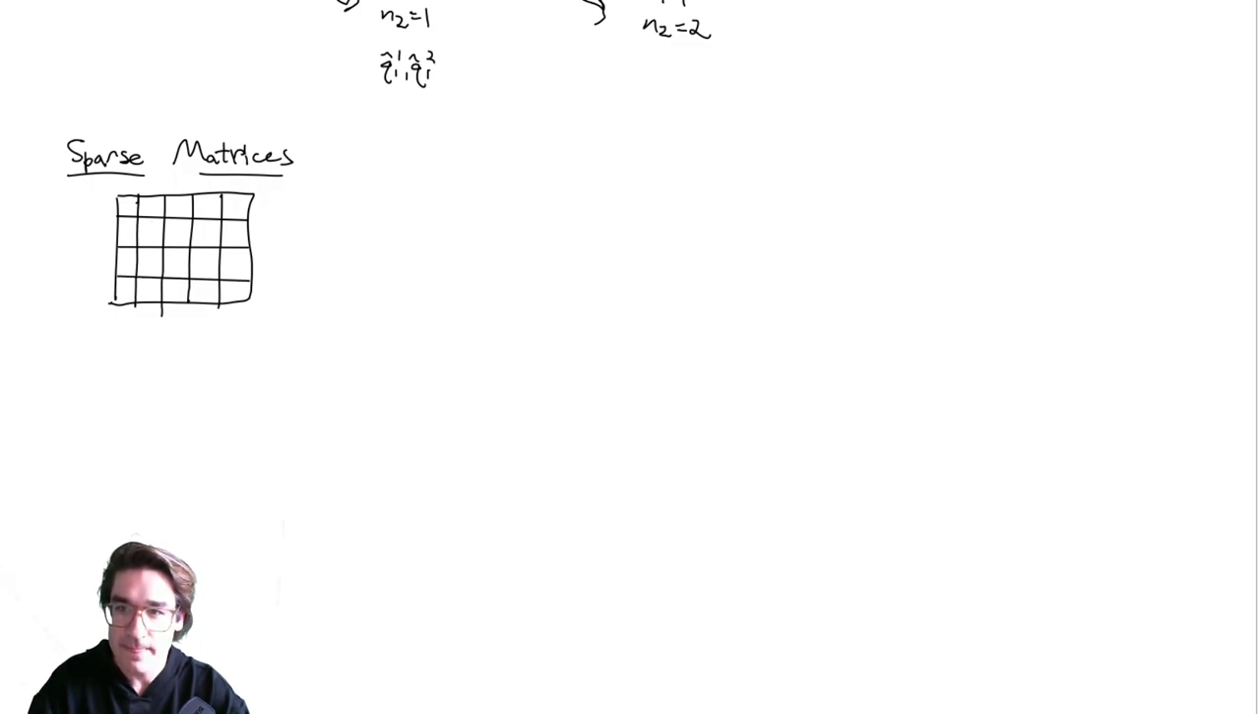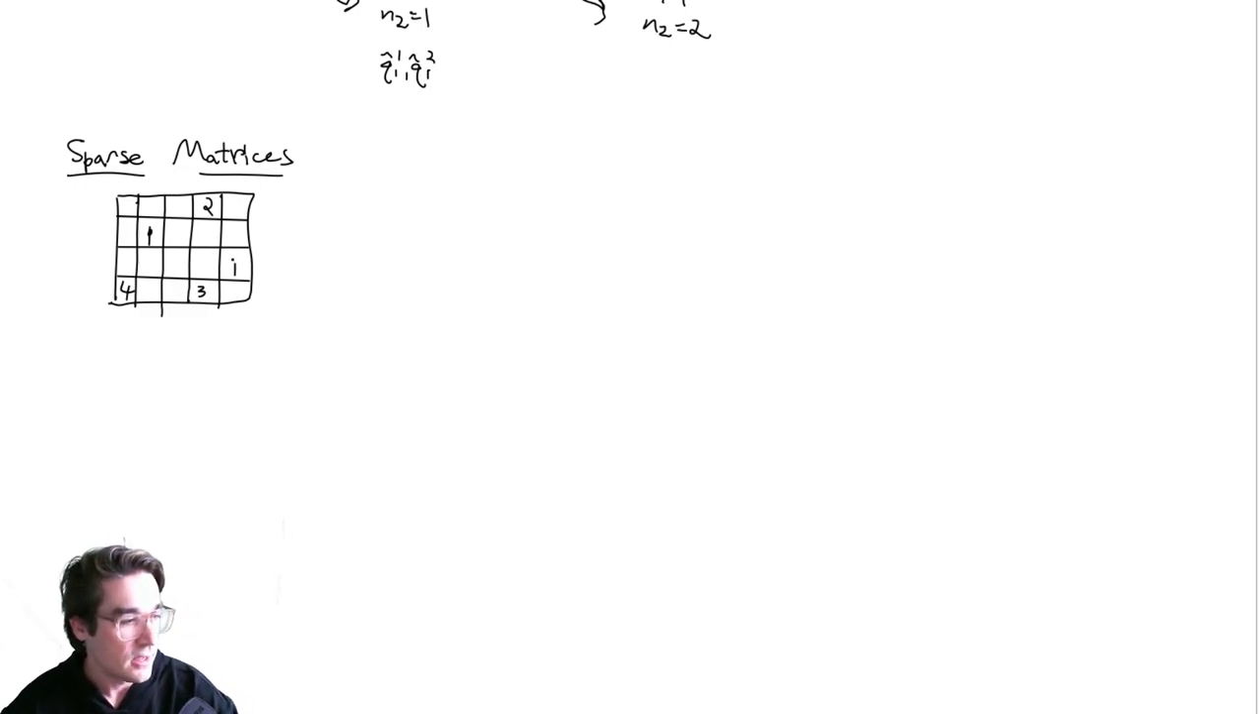Let's put in numbers actually. This is like a word occurrence matrix. I guess every row should have a word, so let's say that one. And then everything else is assumed to be zeros.